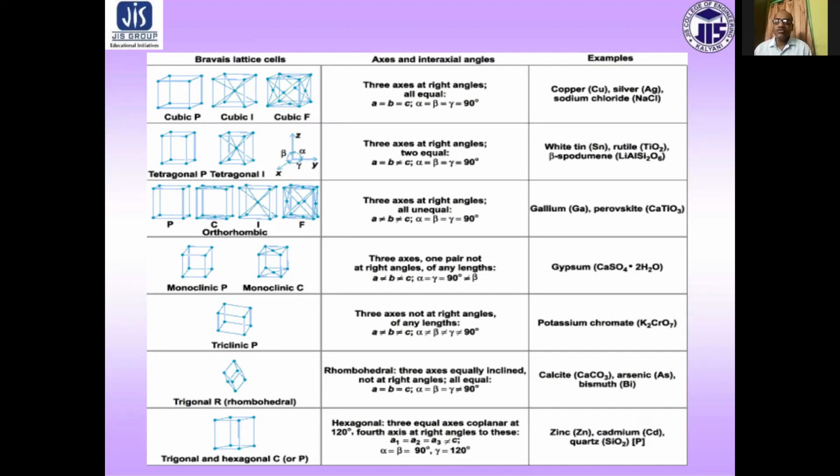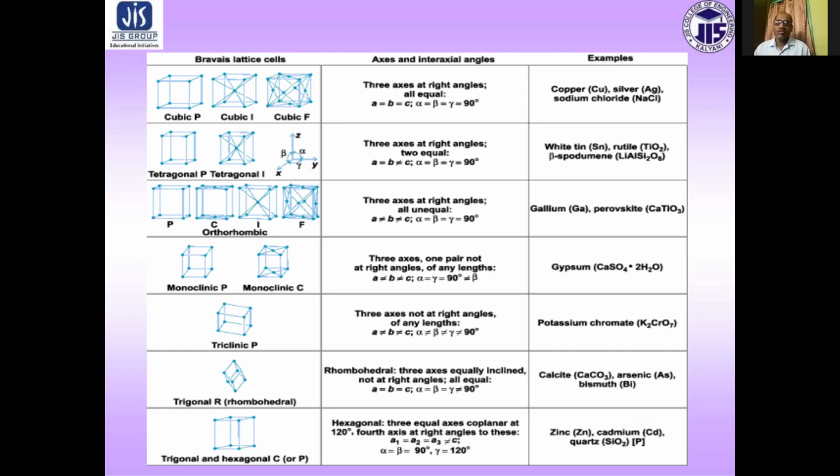So what is the difference between these? In a simple cubic, only the corner atoms are there. In a body-centered cubic, corner atoms are there. There are a total of 8 corners in a cubical cell. At the center, 1 full atom is there. And in a face-centered cubic, on every face 1 atom is present, which is shared by the adjacent unit cell. For example, copper, silver, sodium chloride, we can find this type of cubical structure.